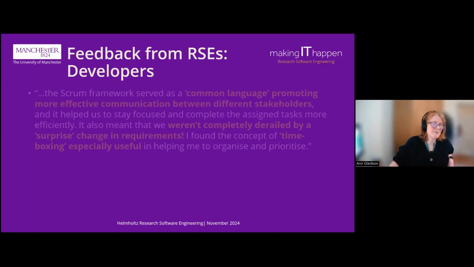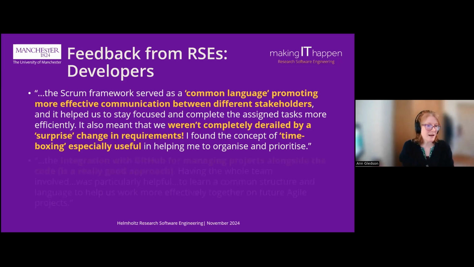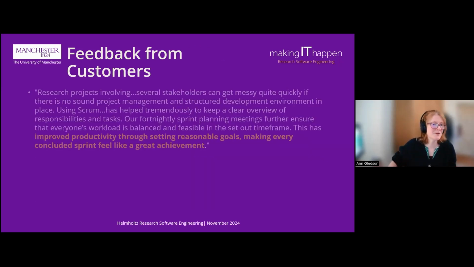So from developers, the Scrum framework has served as a common language, promoting more effective communication between different stakeholders. So communication again, and they weren't completely derailed by surprise changes in requirements, because changes are built into the process, and time boxing being useful. And the integration of GitHub for managing projects alongside the code is really a good approach. So we'll share the slides afterwards, so you can read those more if you want to.